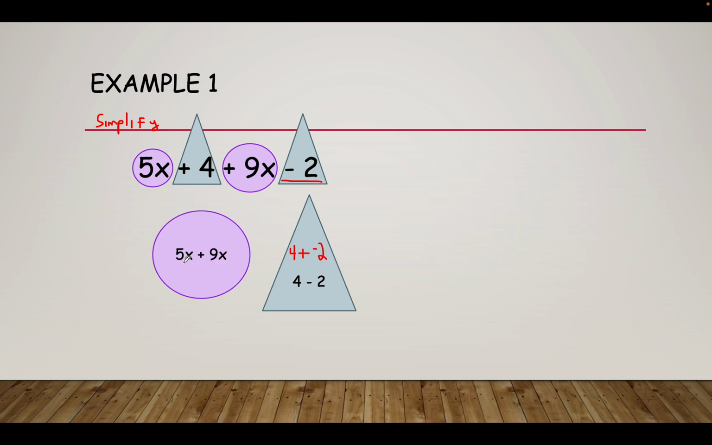So if I have to combine 5x plus 9x, I'm really just combining the numbers, 5 plus 9, which leaves me with 14x. And then when I do 4 minus 2, I'm left with a positive number. So I'm going to put a positive sign next, 2. And that would be my final answer.